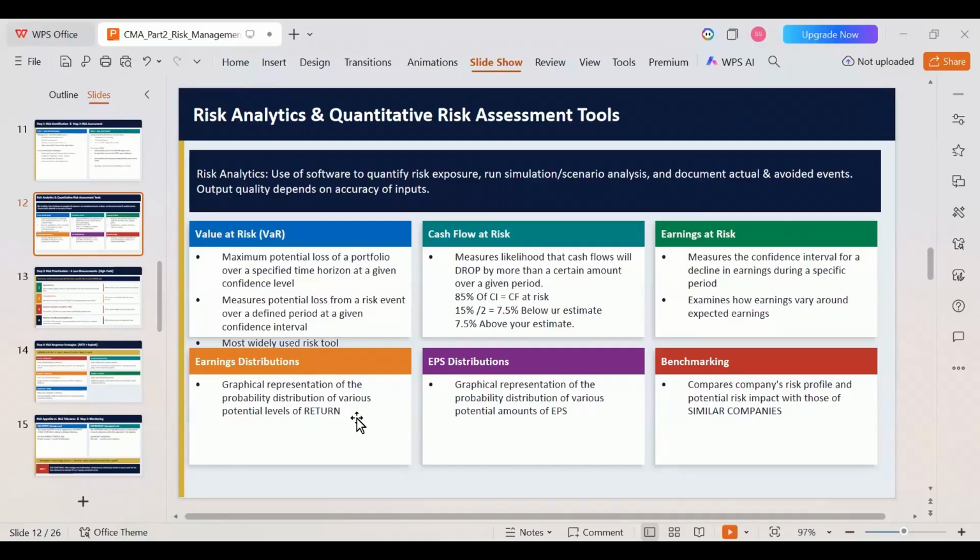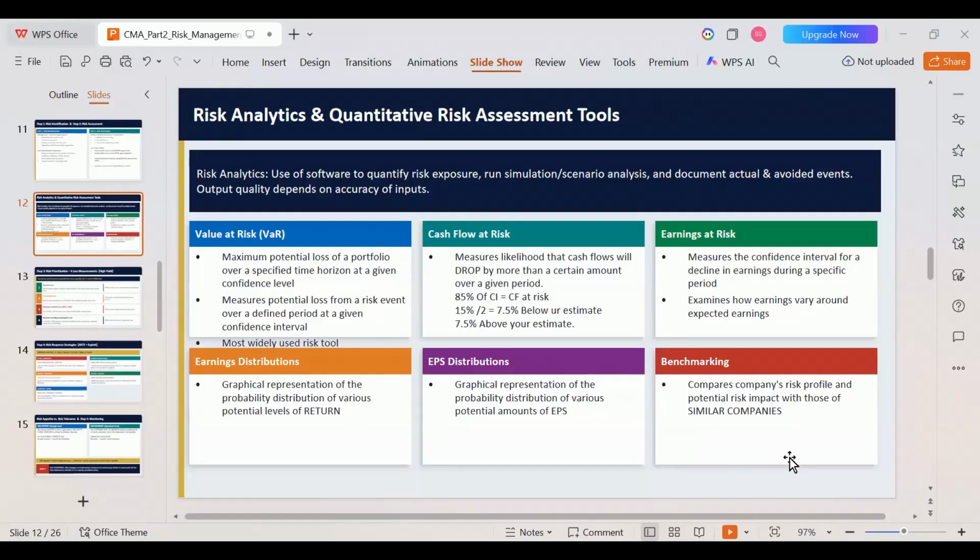The same thing with EPS. So now it's a graphical representation of the probability distribution of various potential amounts of EPS. Again, EPS is earnings per share. What amount of earnings you are earning per share. So now again in EPS, you will have invested in various stocks and you will have invested in stocks with various risk factors. Here you will have to find out your expected EPS. Okay. And you can also graphically represent whatever your EPS factors are.